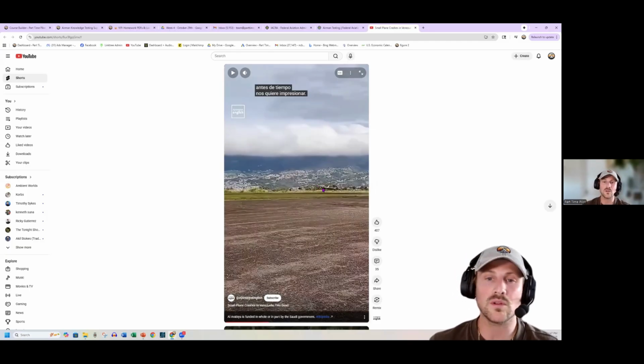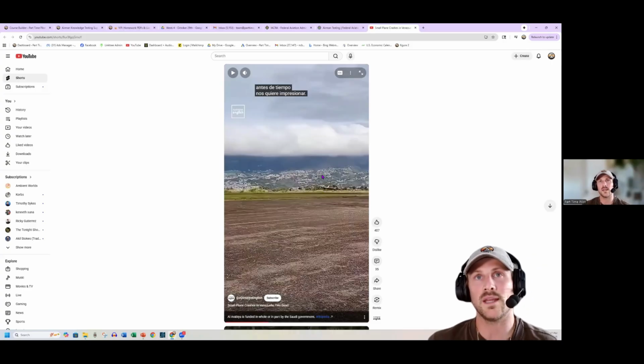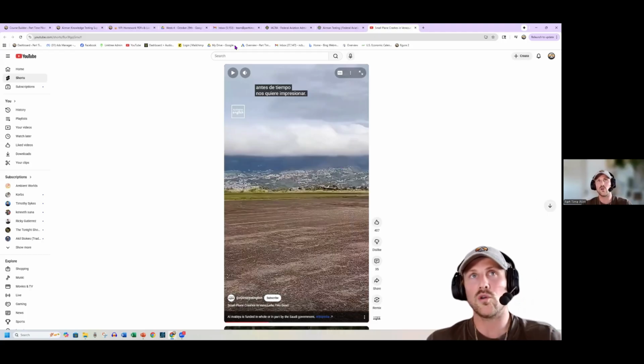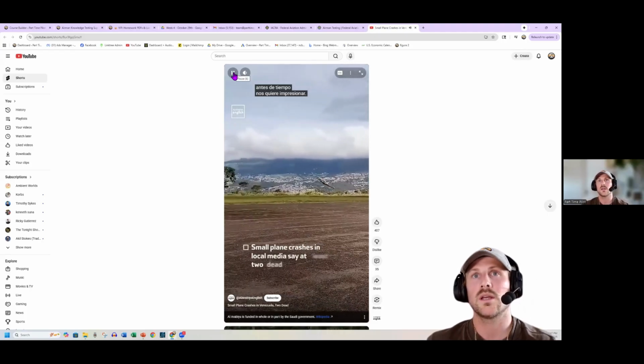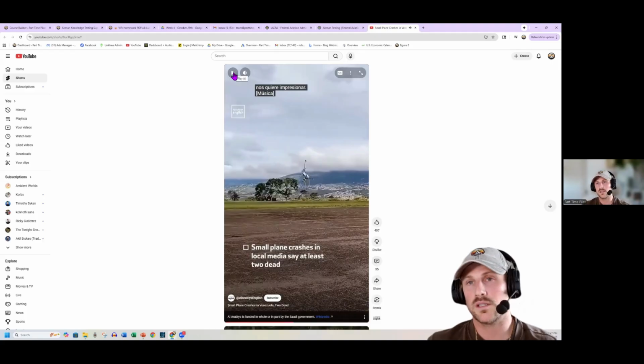But also, he doubles down on making it worse by entering a hard bank, and that increases his load factor. That also increases his stall speed, and he just can't fly anymore.